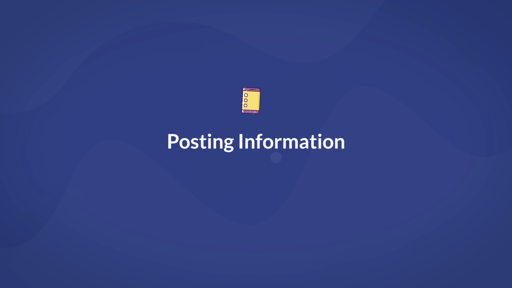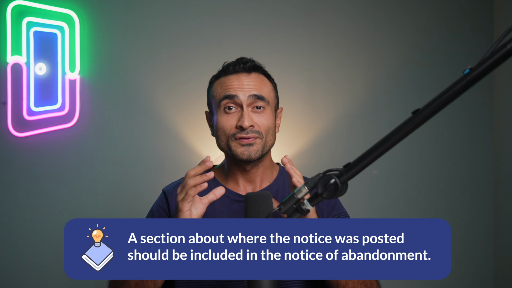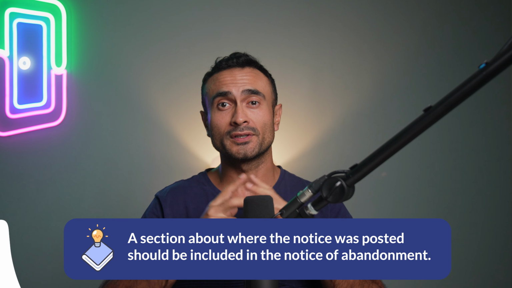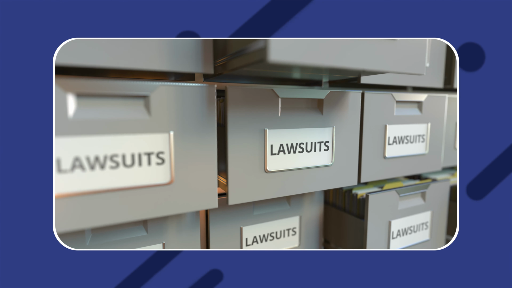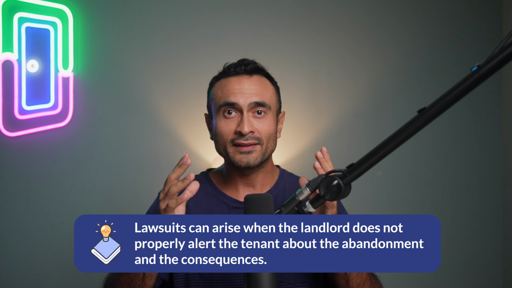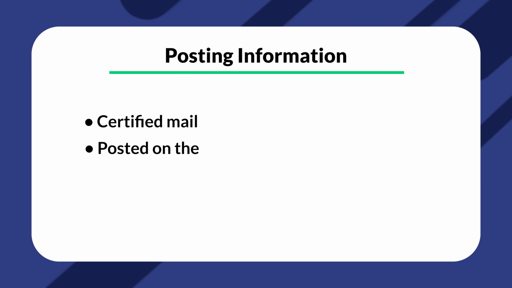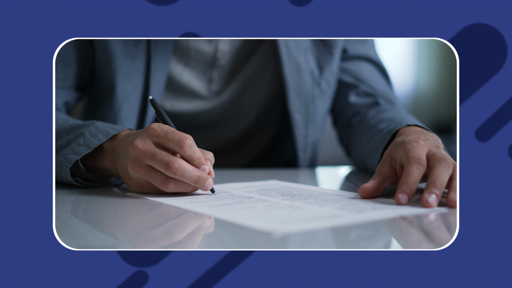Posting information. Finally, since it is so important that the tenant gets a hold of this notice, a section about where the notice was posted should also be included. This section is mostly to protect the landlord from lawsuits. These lawsuits can happen when the landlord doesn't properly alert the tenant about the abandonment and the consequences. Some forms of transmission include certified mail or first-class mail, posted on the property, or personally delivered. Then, to finish it off, the landlord will include their signature and the date.